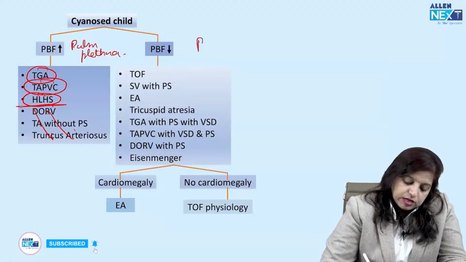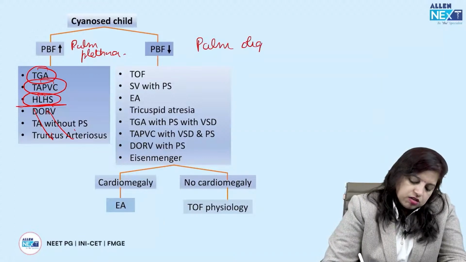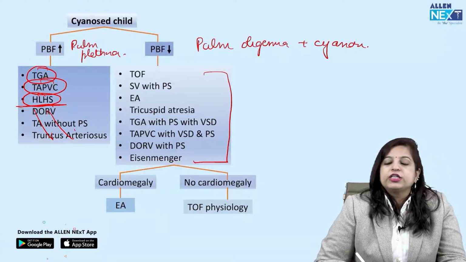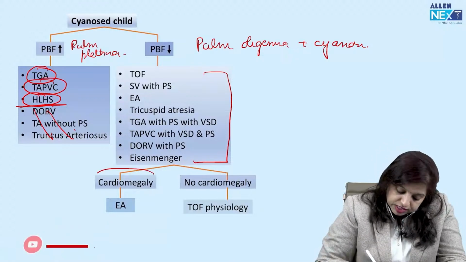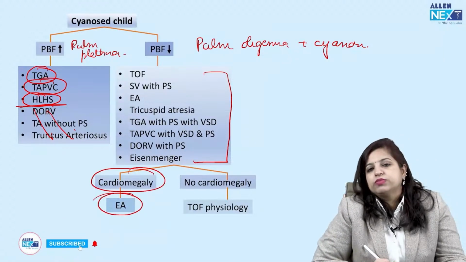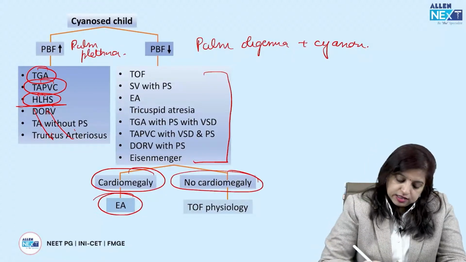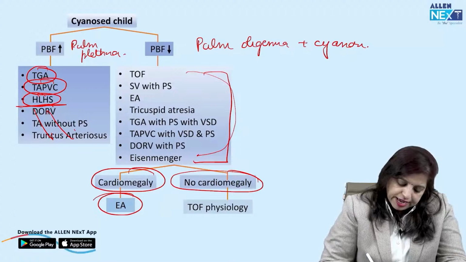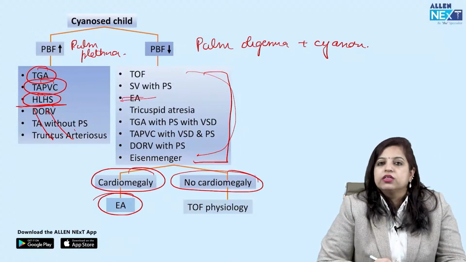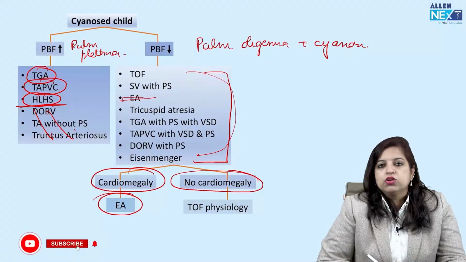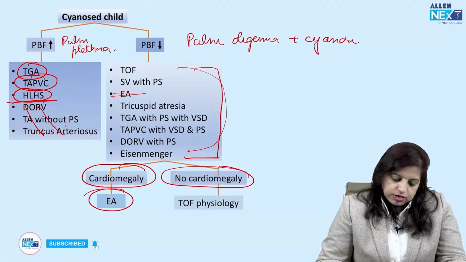When you have cyanosis with pulmonary oligemia, then you have to think of all these options, and especially when you have pulmonary oligemia with cardiomegaly, straight away the diagnosis becomes Ebstein anomaly. Otherwise, if there is no cardiomegaly, then think of all these disorders except Ebstein anomaly, right? So this is how you are going to approach a case of cyanotic heart disease if asked in your exam, right? Okay, now let us move forward.